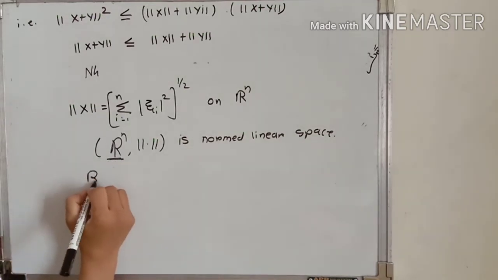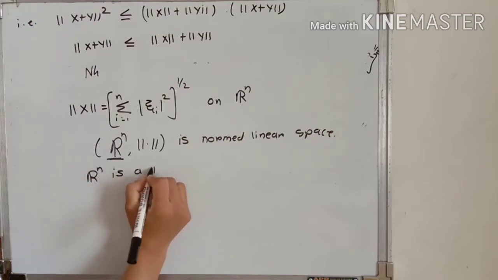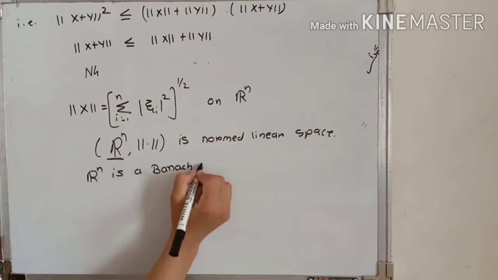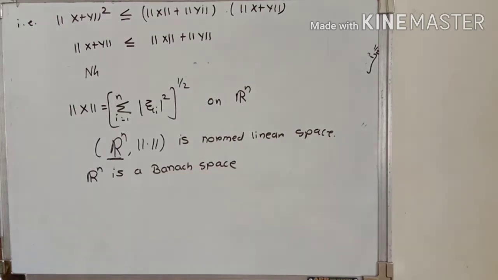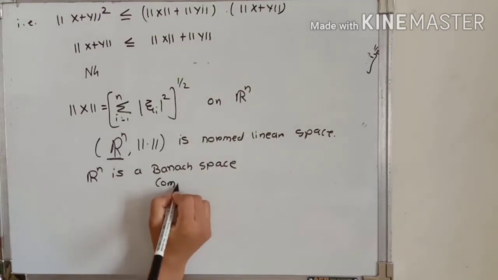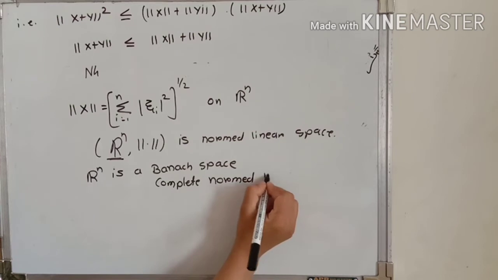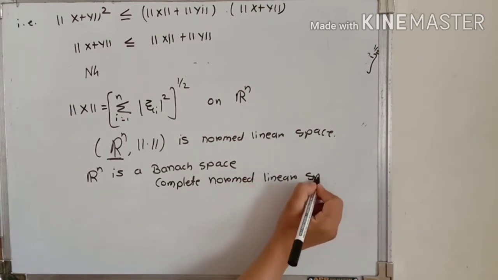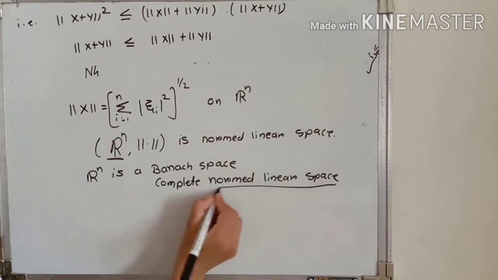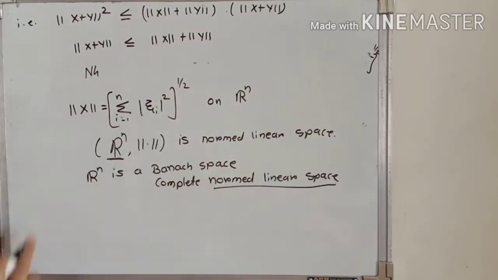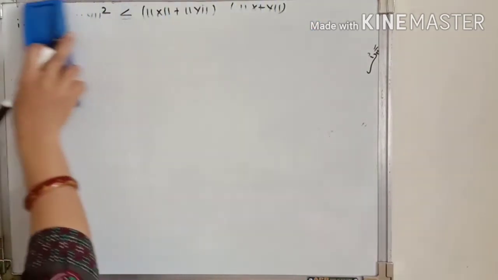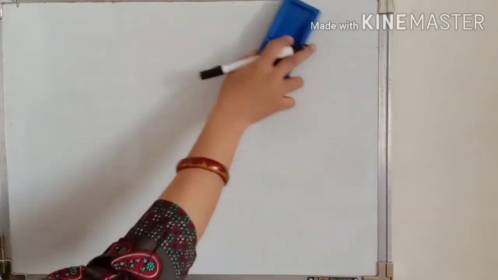We have to show that Rn is a Banach space. To prove that Rn is a Banach space, that means we have to prove that Rn is a complete normed linear space, and here we proved that Rn is a normed space. Now we have to prove its completeness. To prove that Rn is complete, we have to show that every Cauchy sequence in Rn converges in Rn. Now we show that the Euclidean space Rn is complete.